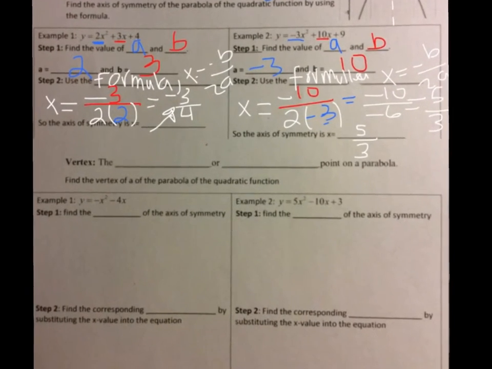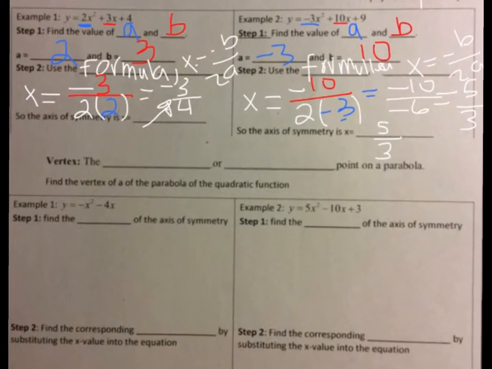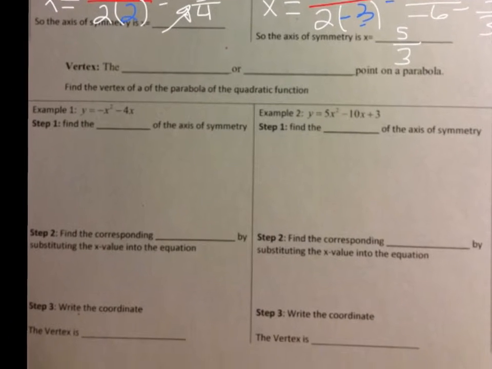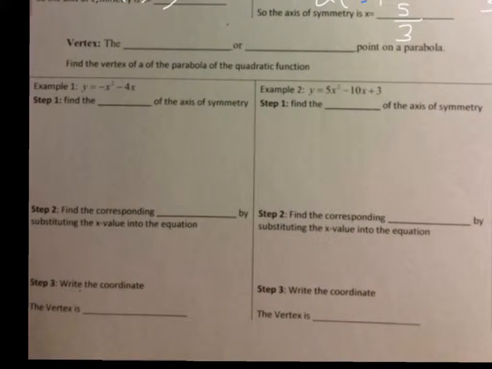Just recall back just a second. What does a vertex mean? Well, let me zoom this in really quick so you guys can see this a little bit better. Well, a vertex is the highest or lowest point on a parabola.